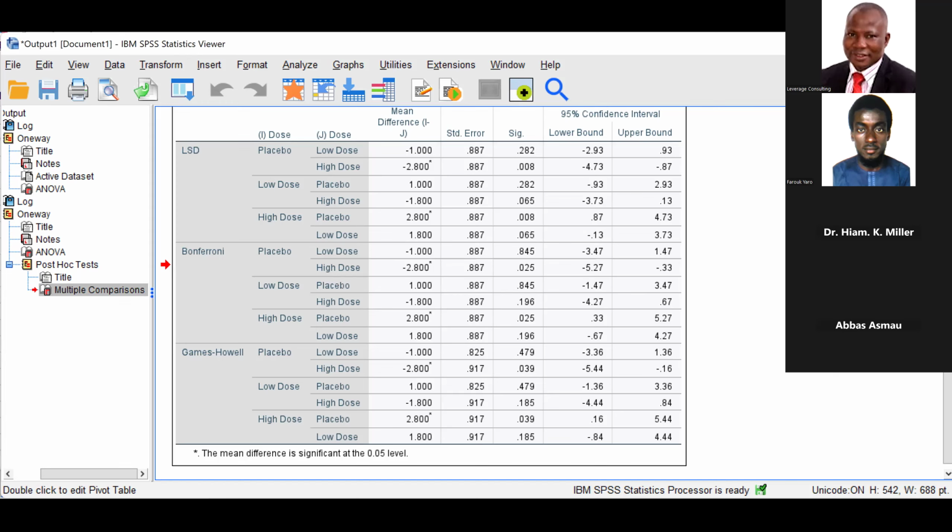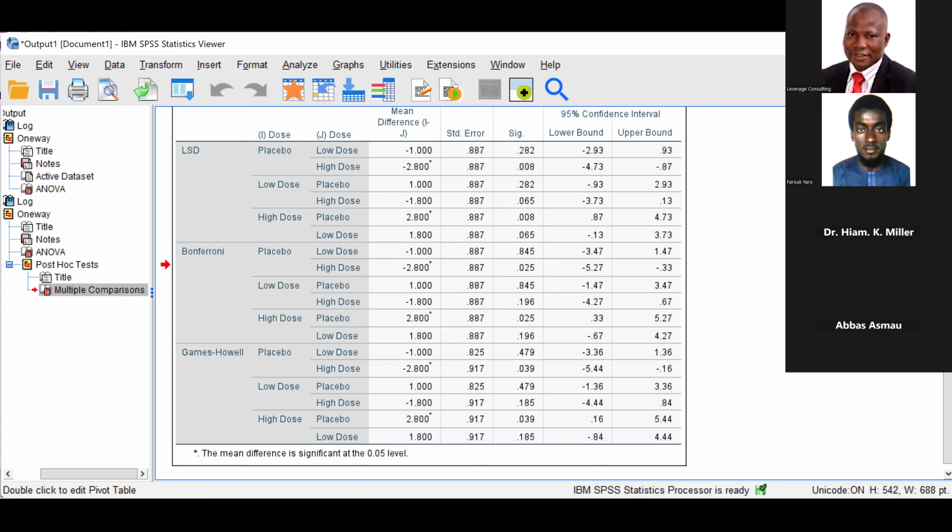One time we were doing a training in Port Harcourt. One PhD student said that when she was doing her research, she used Bonferroni and didn't find a difference. The supervisor said, go and use LSD. LSD means least square difference. Bonferroni is the name of the person that described it. Games and Howell are also names of persons. The LSD, we don't know the person, but the method is least square difference.